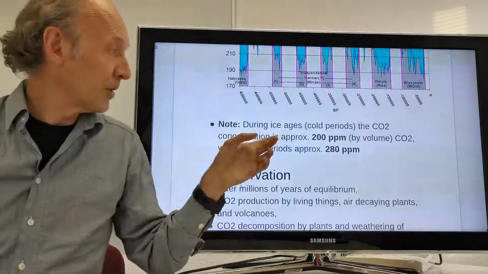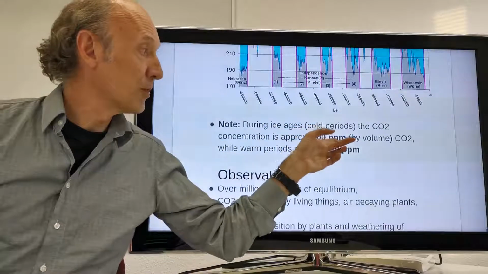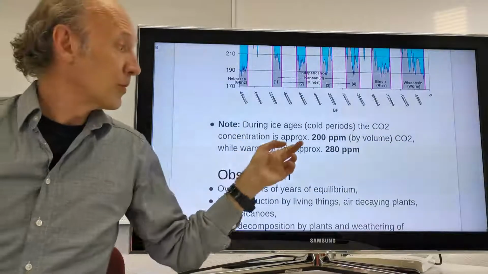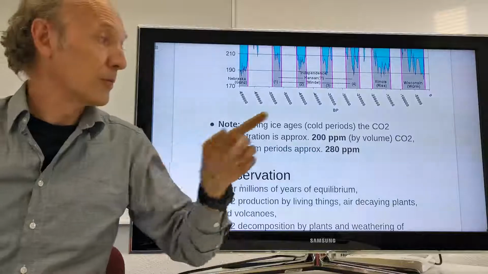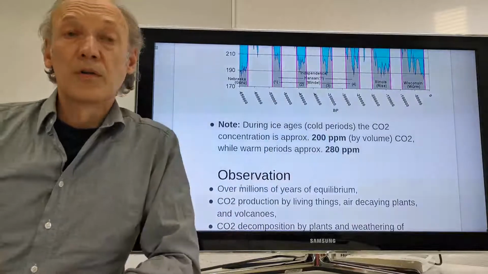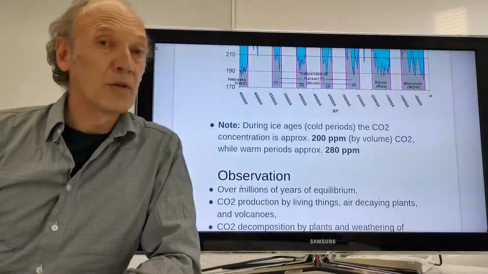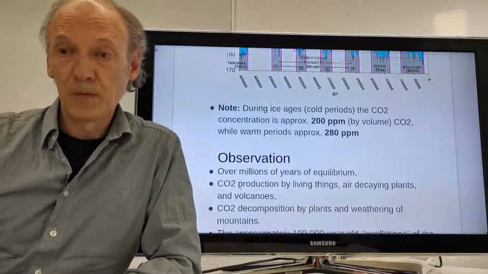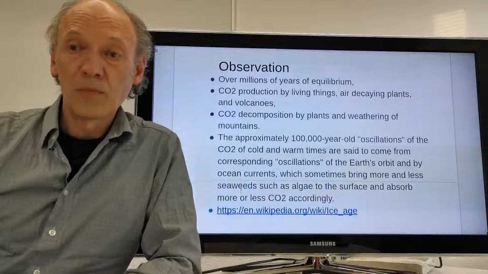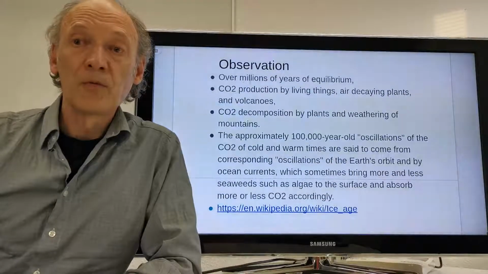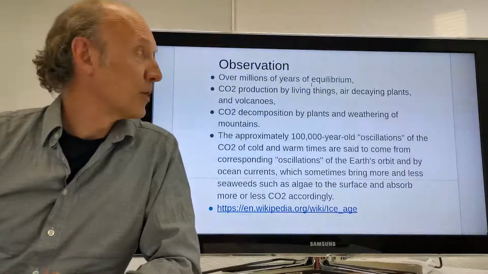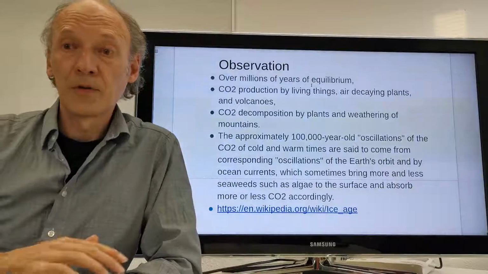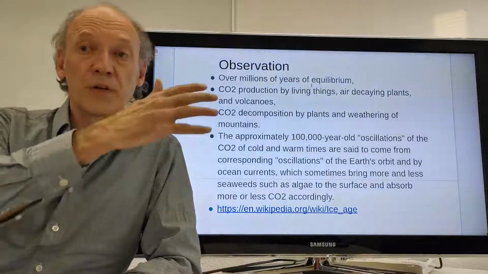During ice ages, we observe about 200 ppm by volume CO2, but in warm periods, approximately 280. This was also true until about the beginning of the industrialization, 1750, 1900. So our observation is that over millions of years we have this equilibrium between warm ages and ice ages, 200 ppm and 280 ppm.